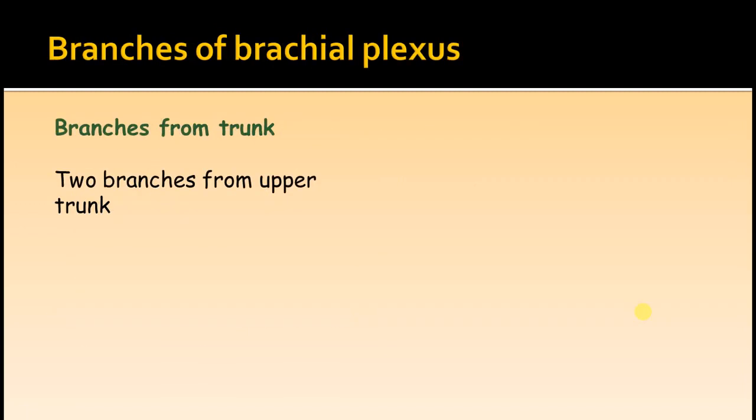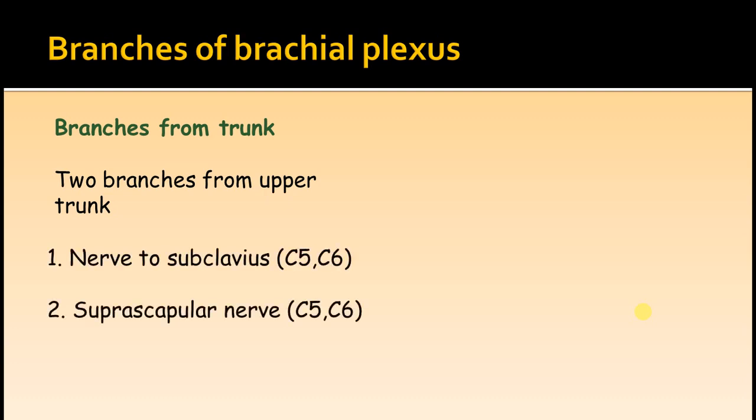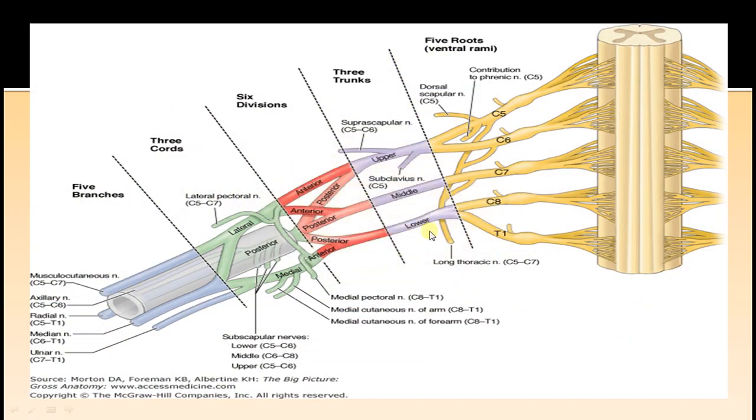Next, from the roots, we move on to the branches from the trunk stage. Two branches arise from the trunk of the brachial plexus, and both are from the upper trunk: the nerve to subclavius and the suprascapular nerve. The upper trunk is mainly formed by the C5 and C6 roots, which gives two branches: the suprascapular nerve and the nerve to subclavius.